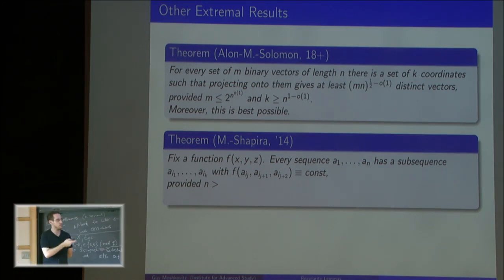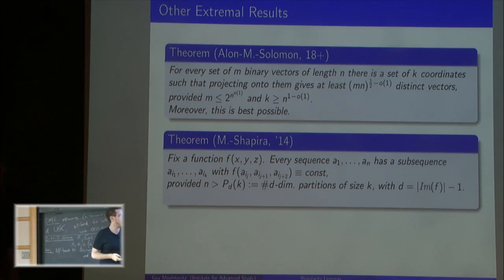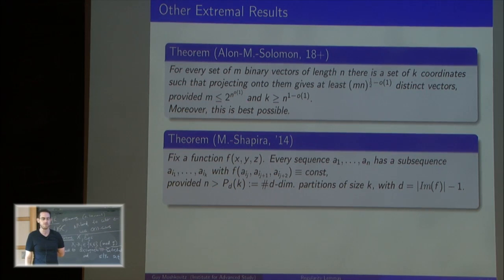But for three variables, this is what you get. The correct bound for three variables is P sub d of k, which is the notation for the number of d-dimensional partitions of size k, where the dimension is the size of the image of f minus 1. So for example, for d equals 2, what is a two-dimensional partition? That's a well-studied notion going back 100 years ago, at least. So a two-dimensional partition of size k is a k by k matrix, with entries which are integers between 0 and k, where in every row and every column, the numbers do not increase, can only decrease.